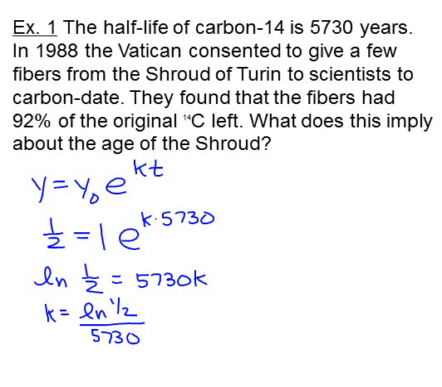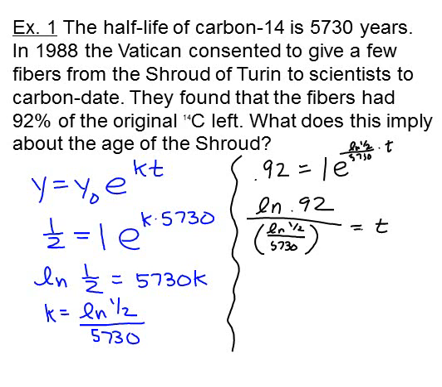Now that I have the value of k, I'll use it to find out how much time must pass before 92% of the carbon-14 remains. Substitute 0.92 for our ending amount, 1 for the initial amount, and the natural log of 1/2 over 5,730 for k, and solve for t. Taking the log of both sides, t is equal to the natural log of 0.92 divided by the value of k, or approximately 689 years. According to these results, the shroud is approximately 689 years old. For more information on the Shroud of Turin or on carbon dating, you can do a quick Google search.